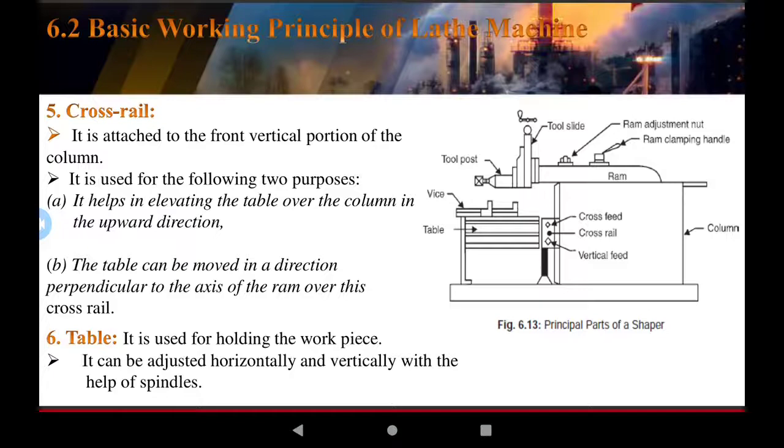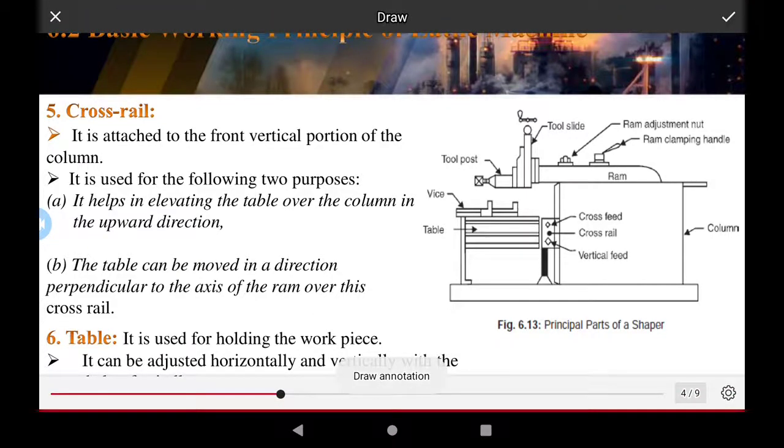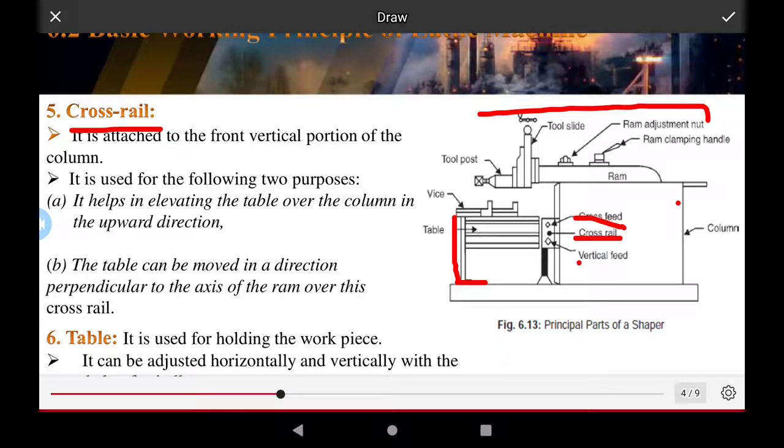Cross slide. This is the shaper machine. This is the tool. This is the table of the machine, with the cross feed and vertical feed of the table. This is the tool post.